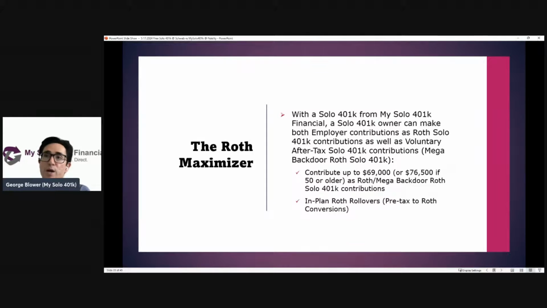The Roth maximizer. Fidelity's plan doesn't allow for Roth whatsoever. Our plan allows for all types of Roth conversions, all types of Roth contributions plus Roth conversions. So all types of Roth contributions would be employee, employer, voluntary after tax, which is how one makes mega backdoor Roth. Conversions would be moving money that's in a pre-tax status already in your plan to a Roth status, or moving money from the after-tax account to the Roth, which is how you make mega backdoor Roth contributions.